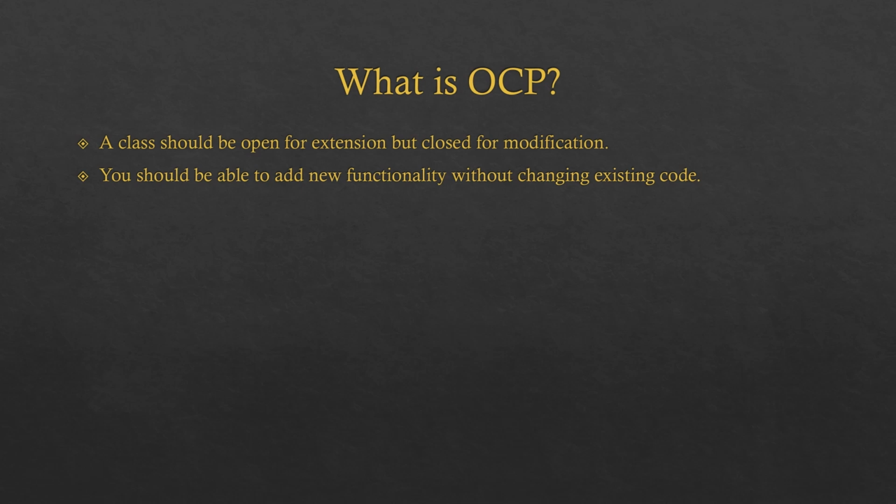Next, let's discuss the Open-Closed Principle, or OCP. OCP states that a class should be open for extension but closed for modification. This means that we should be able to add new functionalities to a class without changing its existing code.